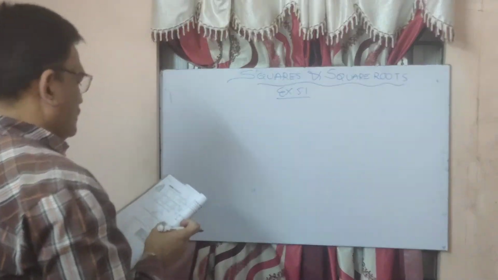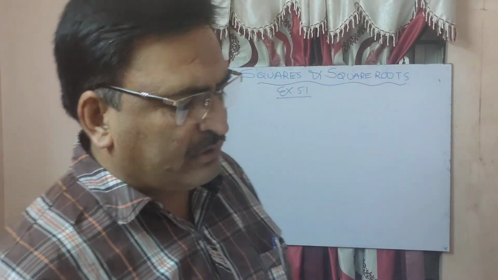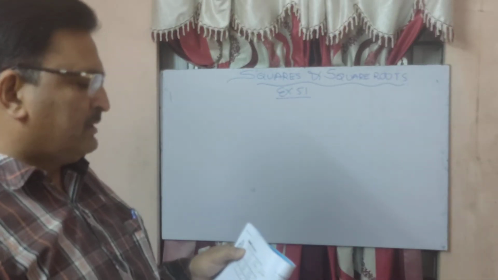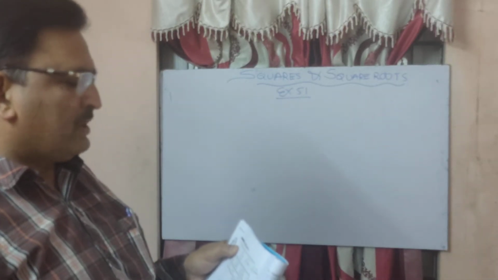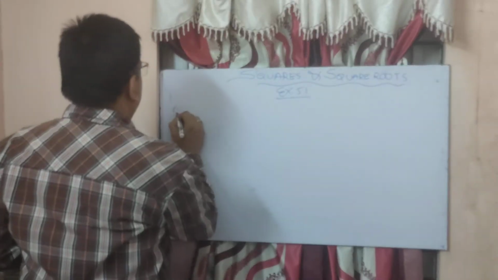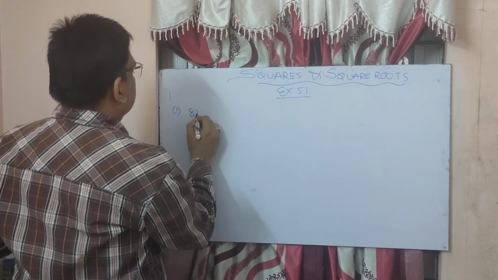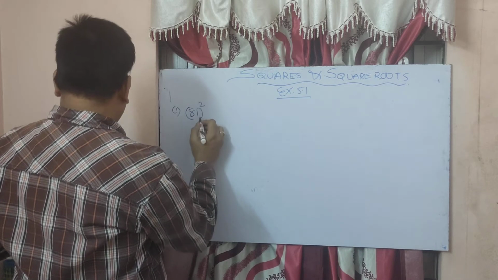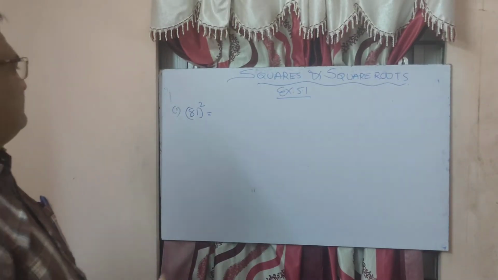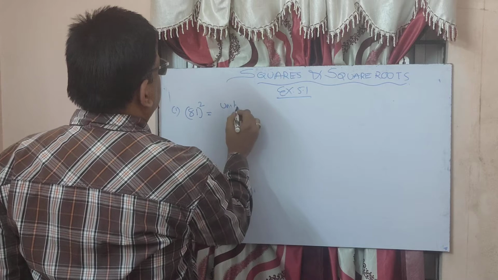Now, what will be the unit digit of the square of the following numbers? What will be the unit digit of the square of number? So now 81 is there. Square of this number, and you have to write the unit place.